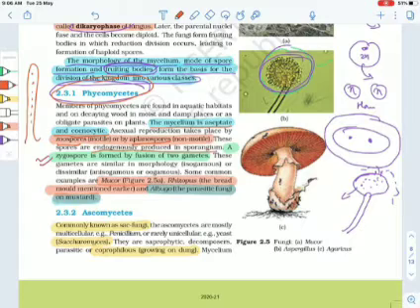These spores are endogenously produced in sporangium. Endogenously produced in sporangium means this is the sporangium. This fruiting body is known as sporangium. Endogenously means inside the sporangium. That means the zoospores and planospores are produced inside the sporangium.